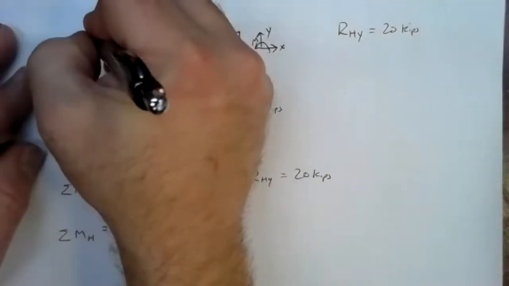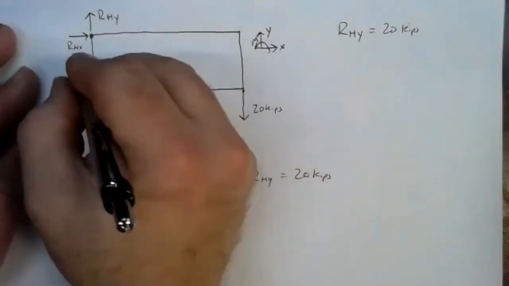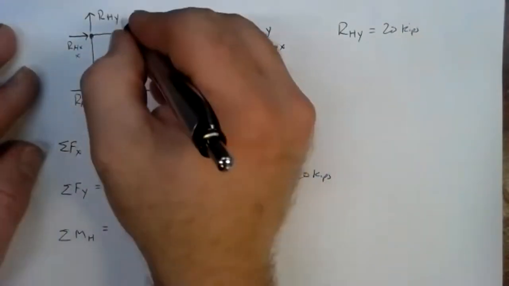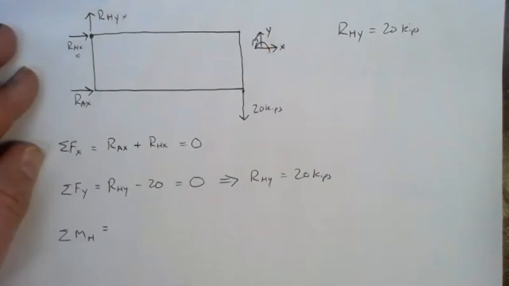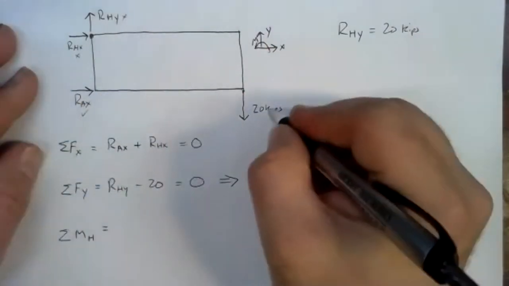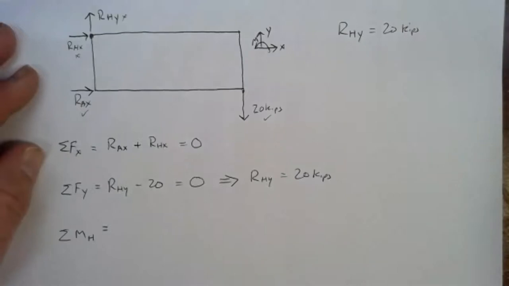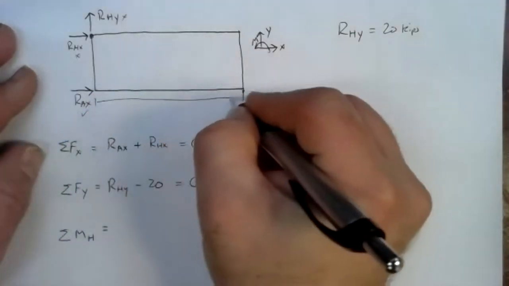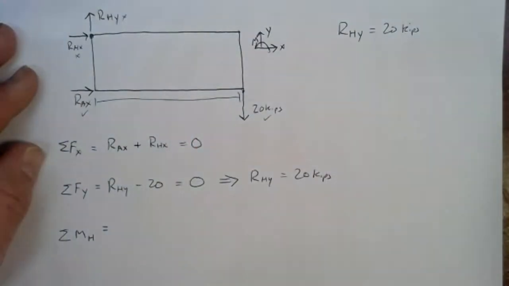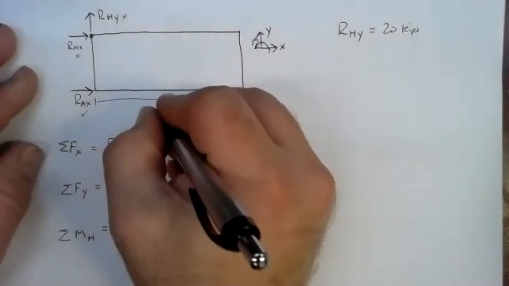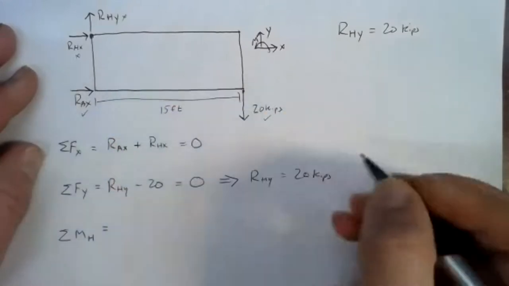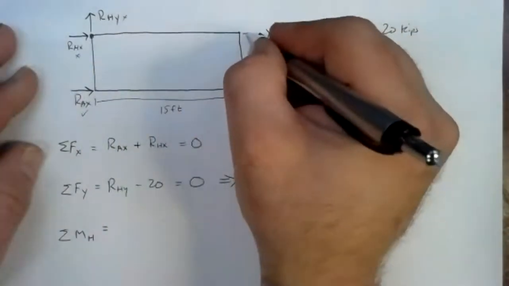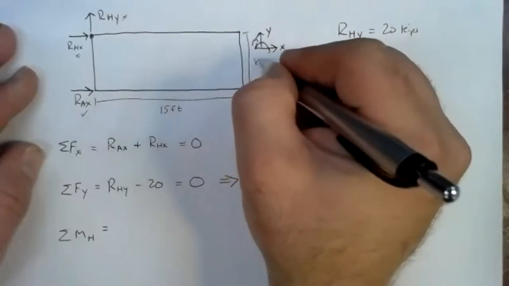If I pivot at point H, RHX will not have a moment, RHY will not have a moment. RAX will, and the 20 kips will. And be especially careful to make sure you're clear on what the arms for these forces are. The distance that I've got here, I had in my original problem 3 bays at 5 feet each. So this is a distance of 15 feet. And then I have this distance here as 8 feet.